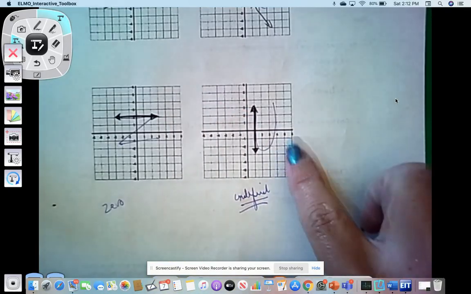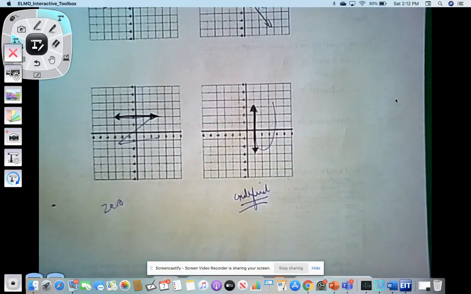Don't forget, undefined is when I have a zero if I were to do the slope like we did on the front. So an undefined slope is when a zero is on the bottom of the fraction. A zero slope is when the zero is on the top of the fraction. You don't have to memorize that. You just have to think about it logically and mathematically, and then you won't have to memorize it. And that's it.